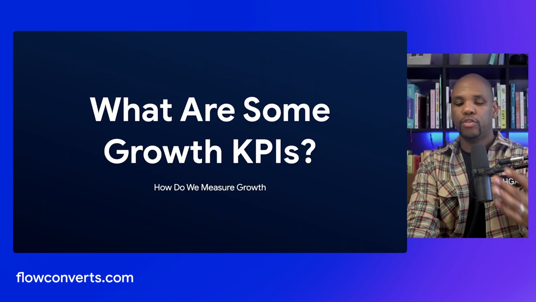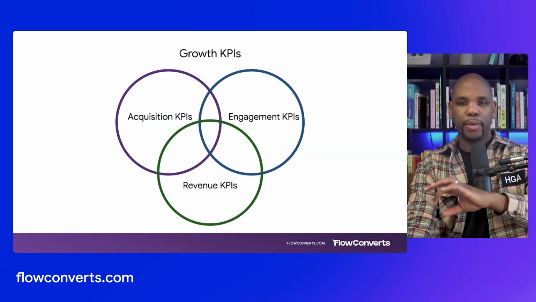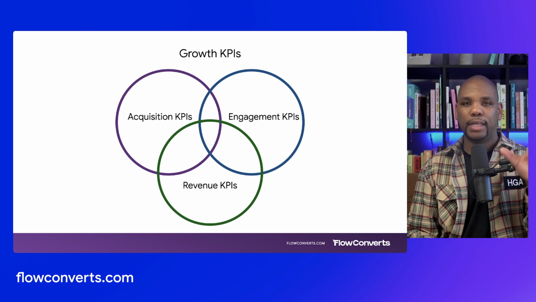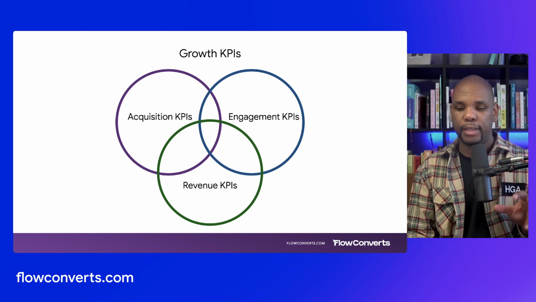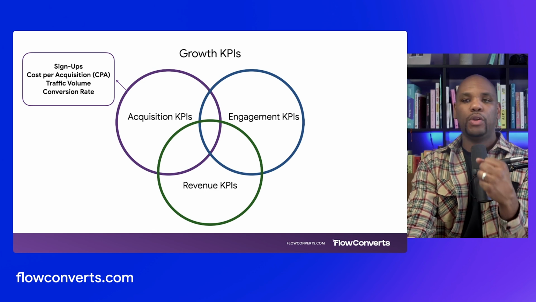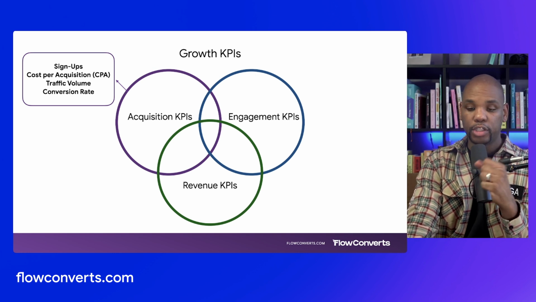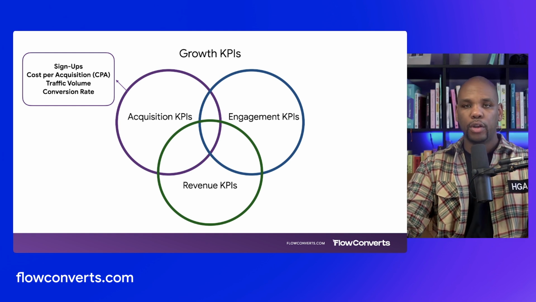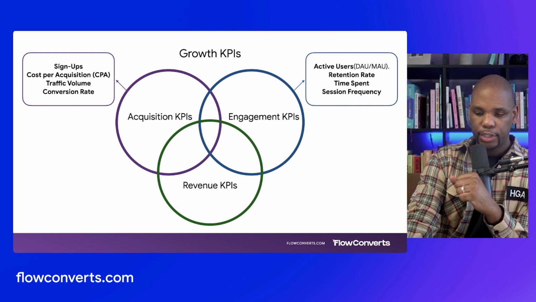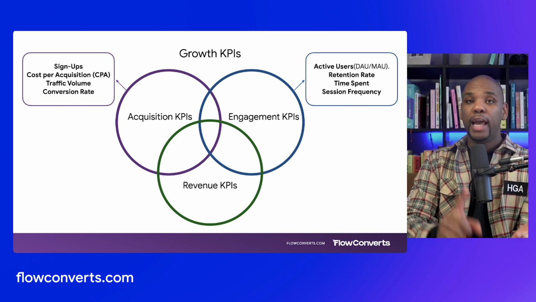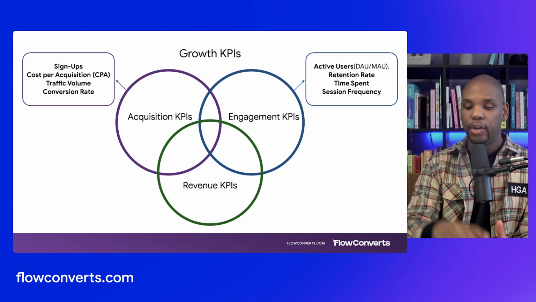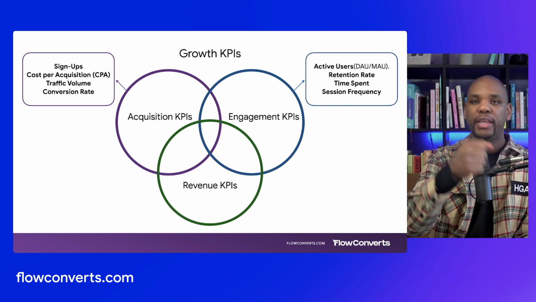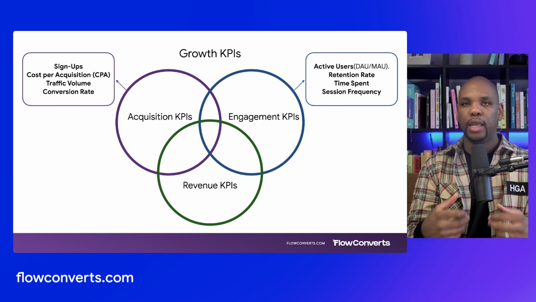So what are some key growth KPIs and how do you measure? From a measurement standpoint, I like to break it down into these key areas: acquisition KPIs, engagement KPIs, and revenue KPIs. On the acquisition side, we're looking at signups, customer CPA, cost per acquisition, traffic volume, conversion rates, for example. There's so much more that we can look at, but this is at a high level where you'd pay attention. On the engagement side, we're looking at active users, we're looking at retention, and on active users, we're looking at DAU, MAU, so daily active users, monthly active users, paying attention to those metrics and seeing how we can make a change.